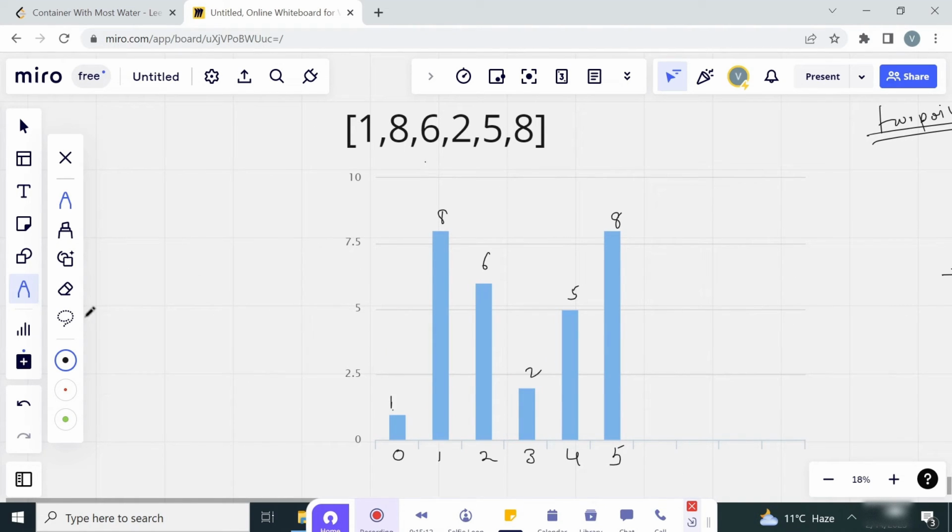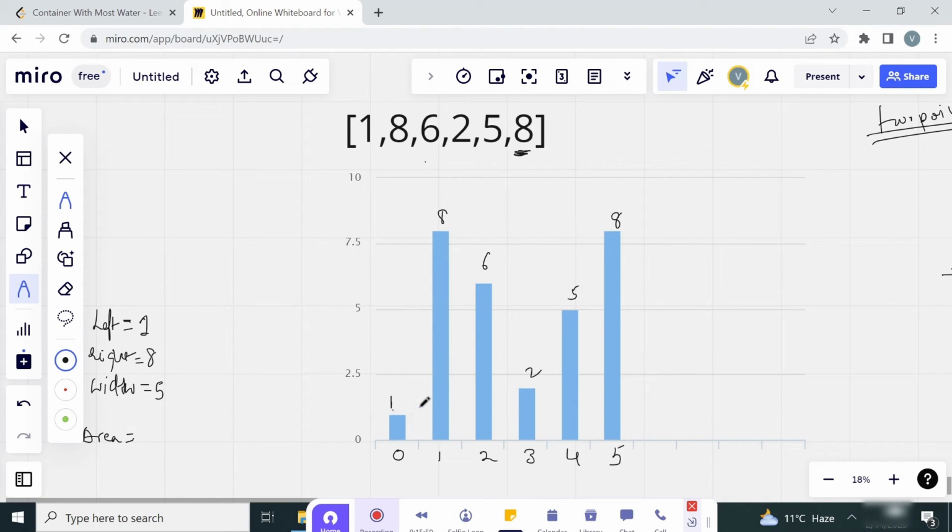We will have our variables, the two pointers, left and right. Left points to the line with height 1, so it is pointing to line 0 with height 1. For right, it is representing the last line, which is of height 8, and the current width between left and right is 5 minus 0, that is 5.